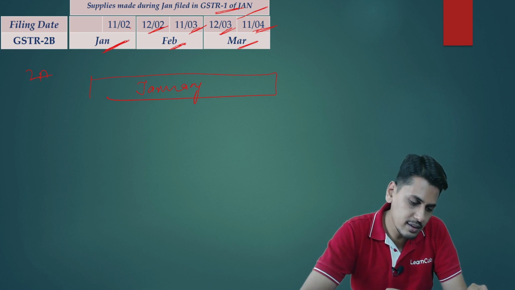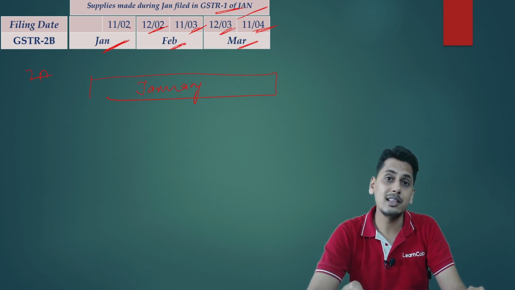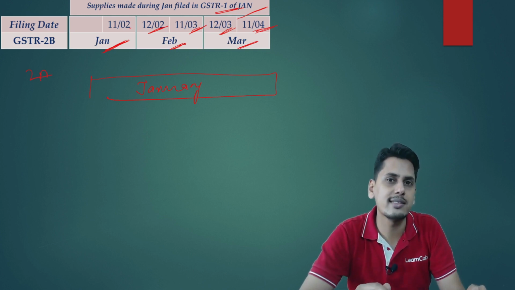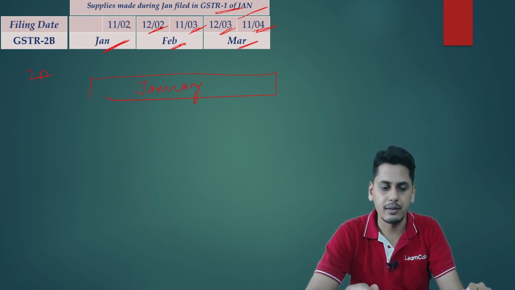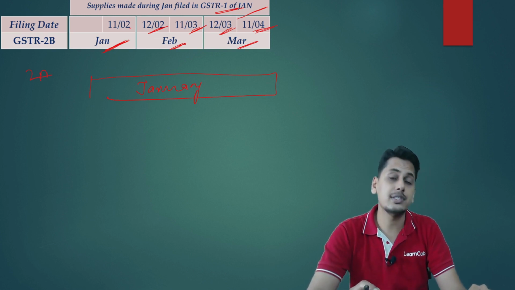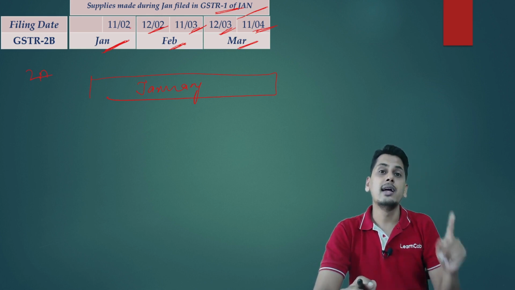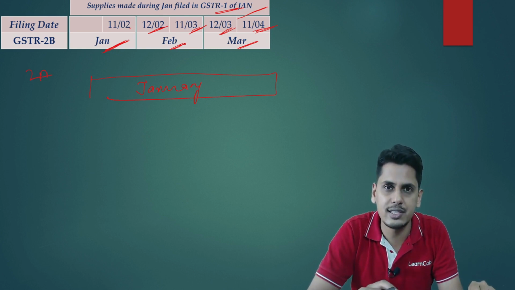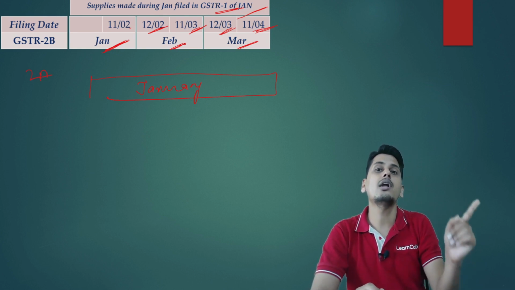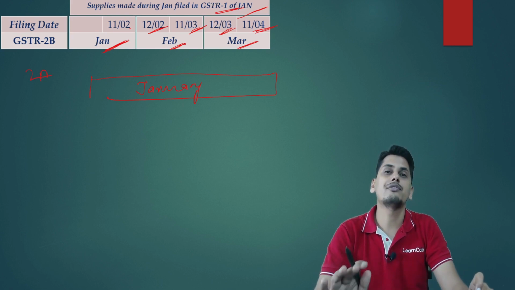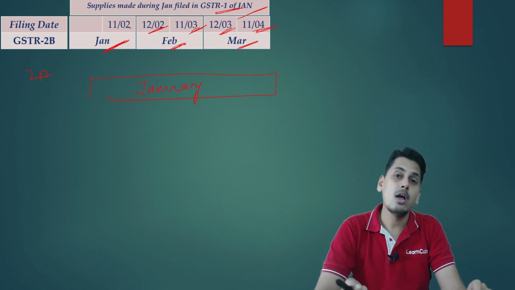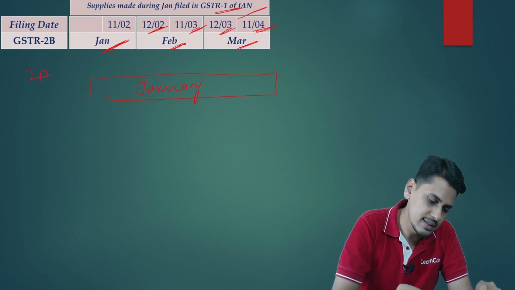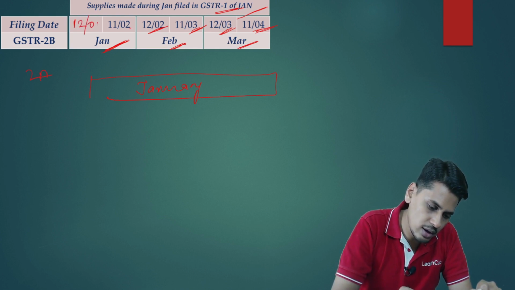Friends, what is the month preceding to Jan month? The month preceding to January month is December. For December, what is the due date? 11th of January. So if it was filed by 11th of January, it would have gone into December month's GSTR-2B. When would it come to January month's GSTR-2B? When it is filed on or after 12th of January. So friends, the starting point would be 12th of January.